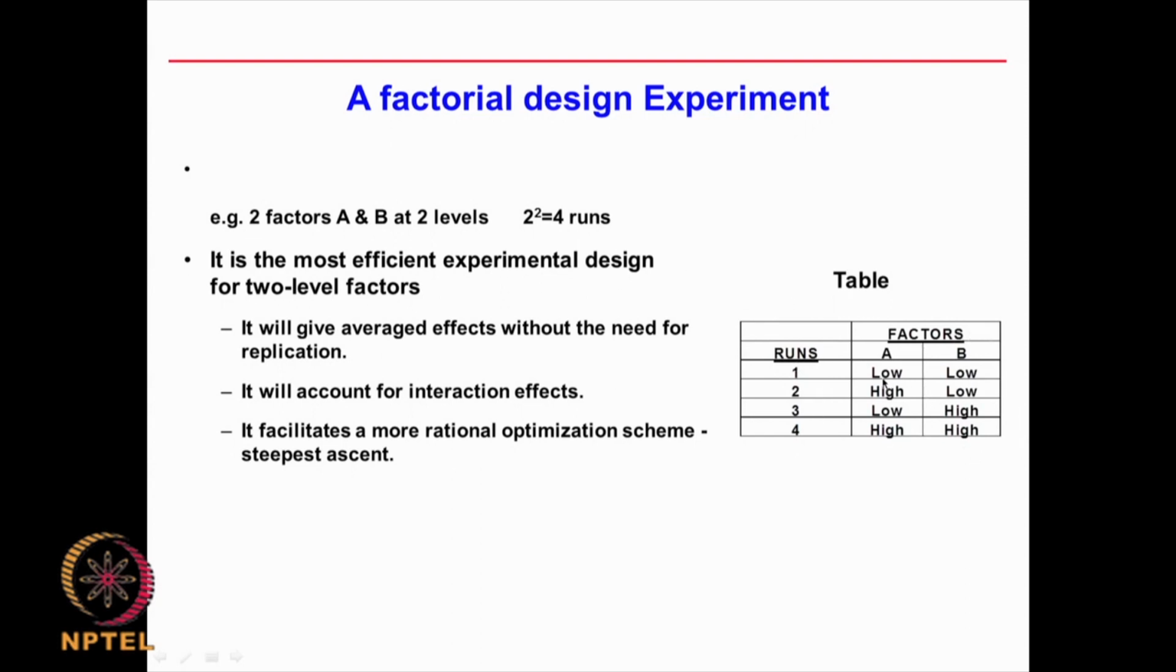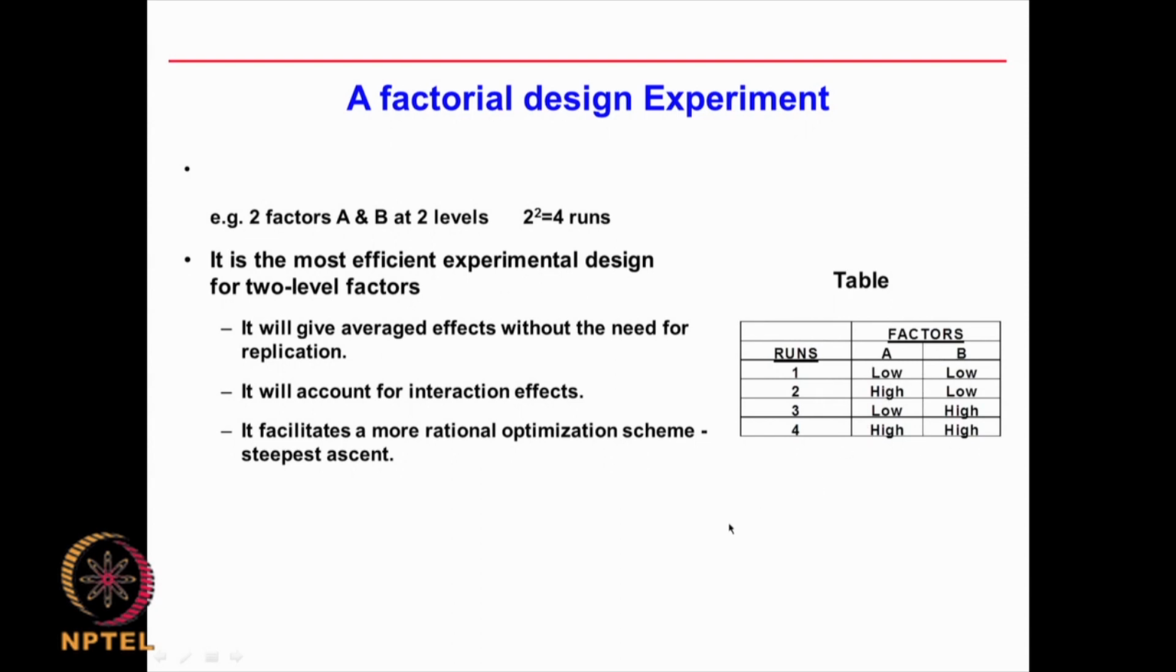Suppose this is temperature and pH. The temperature is 30 degrees and 40 degrees, 2 levels I want to study, and pH I want to study at 3 and 4. So, the first experiment will be 30 degrees temperature and pH 3. The second experiment will be 40 degrees temperature and pH 3. The third experiment will be 30 degrees temperature and pH 4. The fourth experiment will be 40 degrees temperature and pH 4. So, I achieved all the 4 in different combinations.